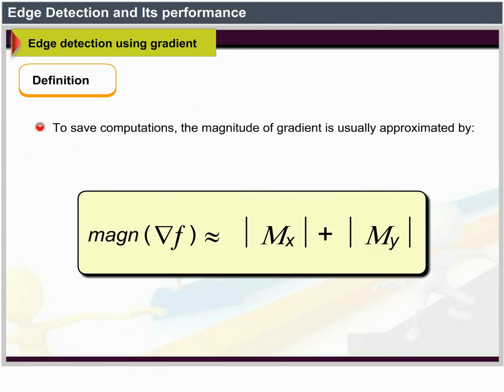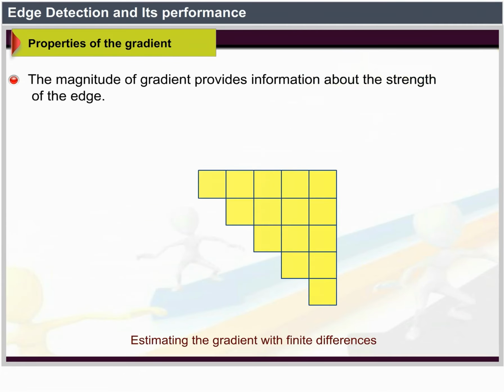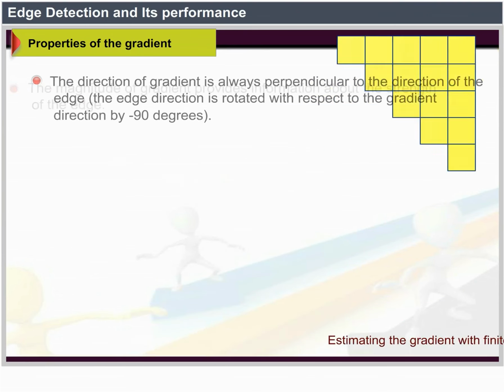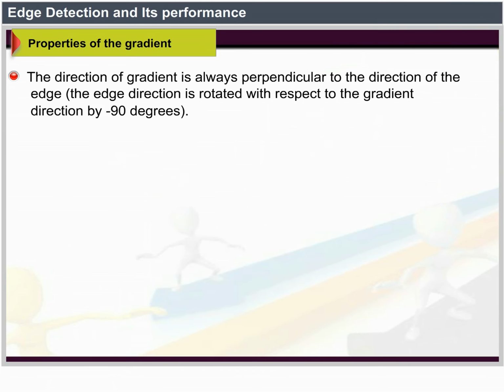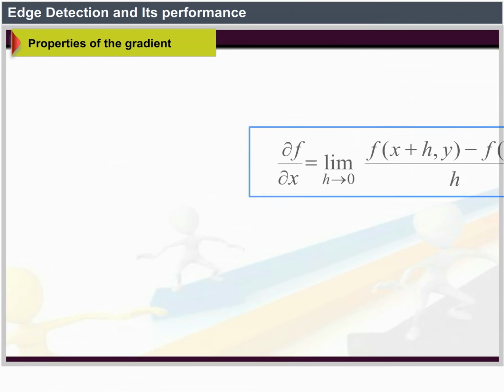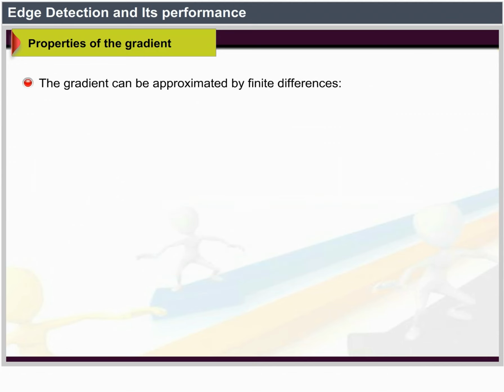Properties of the gradient. The magnitude of the gradient provides information about the strength of the edge. The direction of the gradient is always perpendicular to the direction of the edge. The edge direction is rotated with respect to the gradient direction by -90 degrees. Equations for estimating the gradient with finite differences can now be seen. The gradient can be approximated by finite differences.